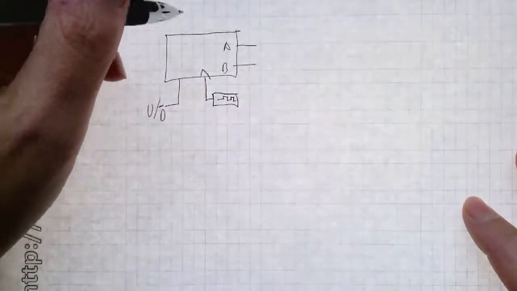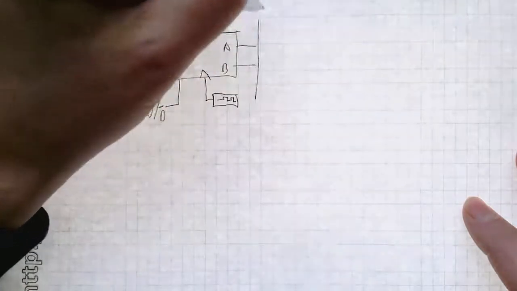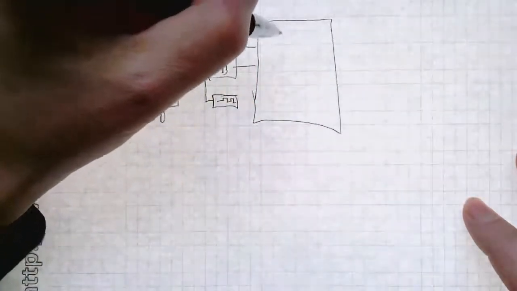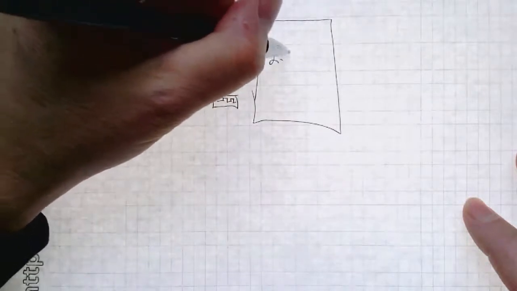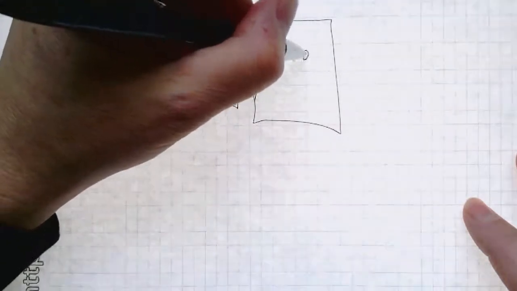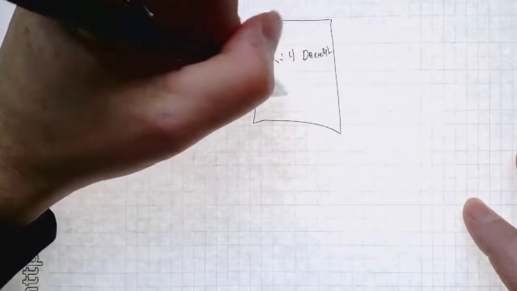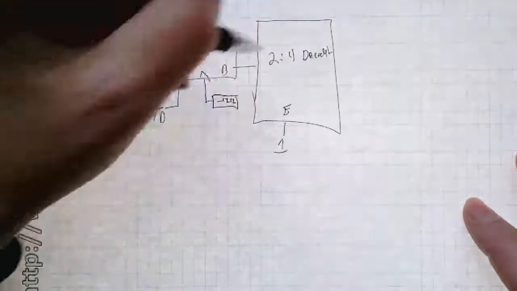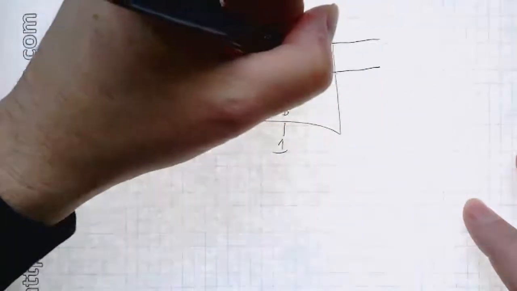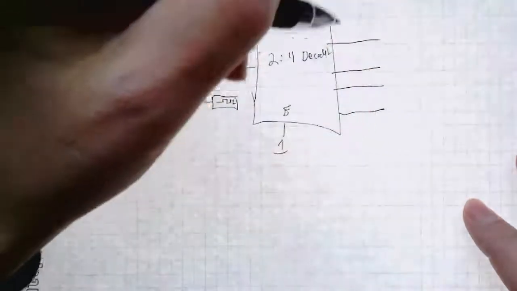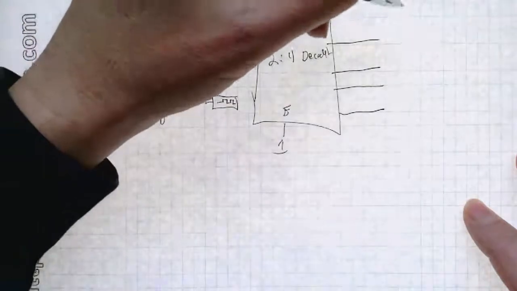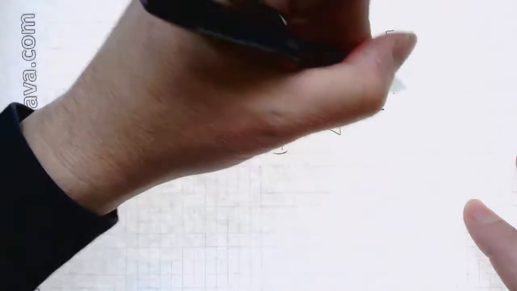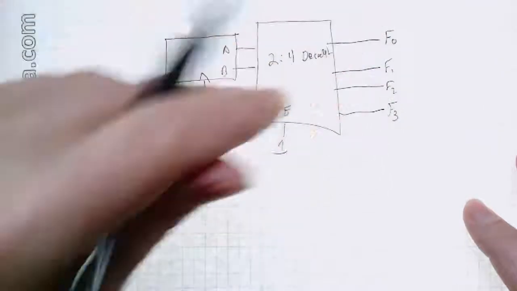And then what we're going to do is take the outputs and run them through a decoder. We'll make a 2 to 4 decoder out of it. It'll have an enable, which we'll assert as 1. And then the outputs will be function 0, function 1, function 2, and function 3.